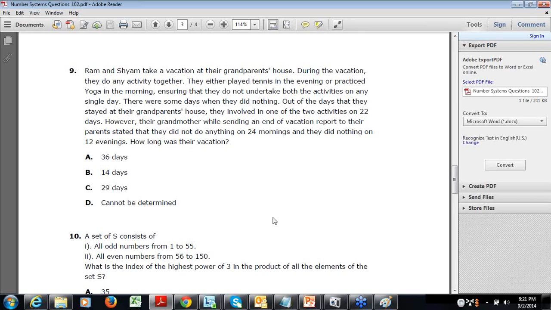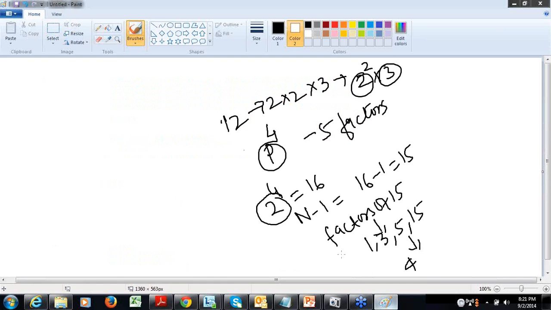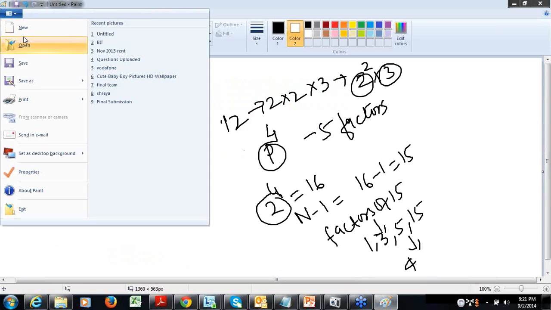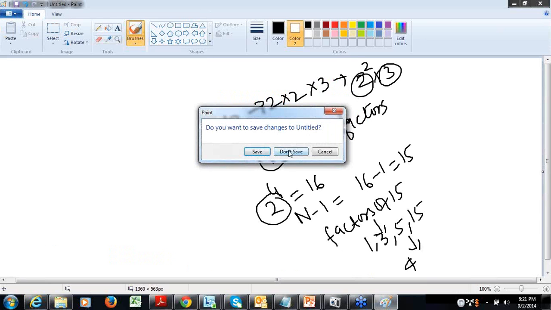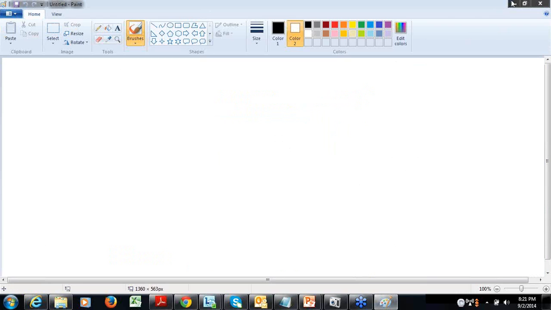Okay guys, moving ahead to question number 9. Ram and Shyam take a vacation at the grandparents' house. During the vacation, they do any activity together. They either play tennis in the evening or practice yoga in the morning. See, this question you need to actually read thoroughly. It's a very easy question, but you need to read thoroughly.